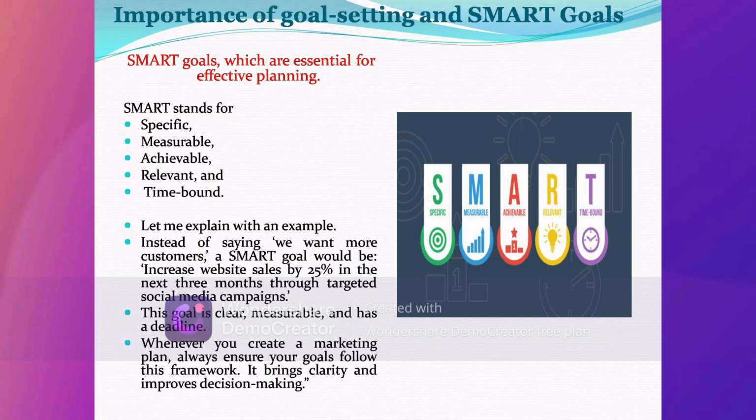Not only because you are making them, or as a team you are deciding, because all these goals percolate down the line. So if there is a lack of clarity, or they are not very quantified, definitely it is going to create chaos or some kind of mess. So they have to be clear, measurable, and should have deadlines. When you create a marketing plan, you should ensure that the goal follows this framework, and it brings clarity and improves decision making at all levels.